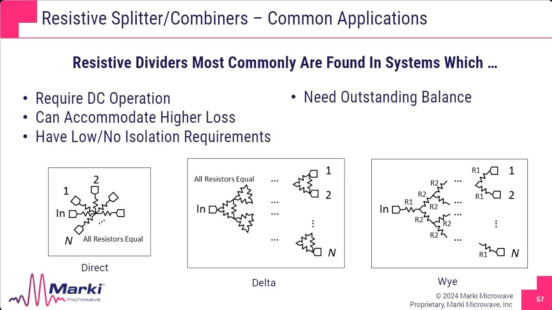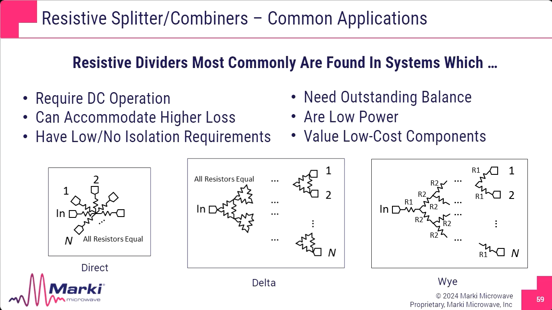So that's another one. These do offer outstanding balance. Assuming you can design the transmission lines in and out properly, inherent to the resistive design is outstanding amplitude and outstanding phase balance. And then typically, these are found in low power systems because we're limited by the power handling of the resistors themselves.